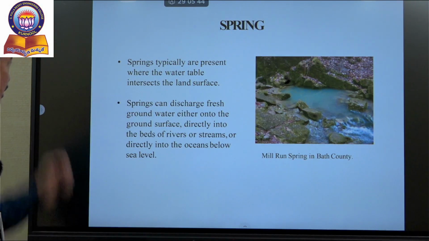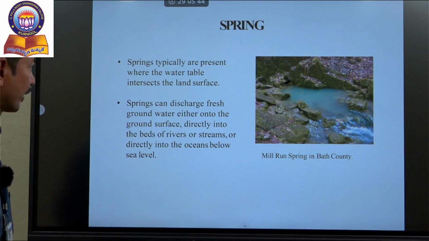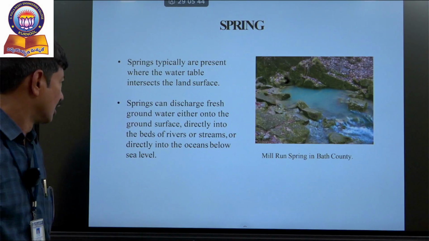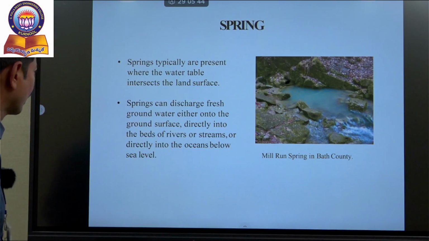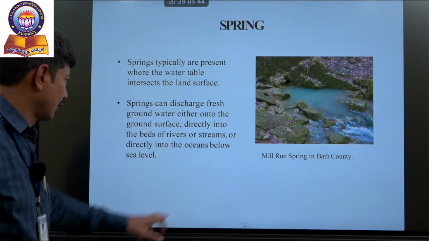Springs are one of the groundwater, underground water sources. Springs typically are present where the water table intersects the land surface. Springs can discharge fresh groundwater either onto the ground surface, directly into the beds of rivers or streams, or directly into the ocean below sea level.